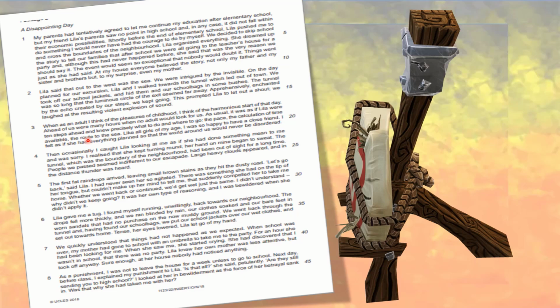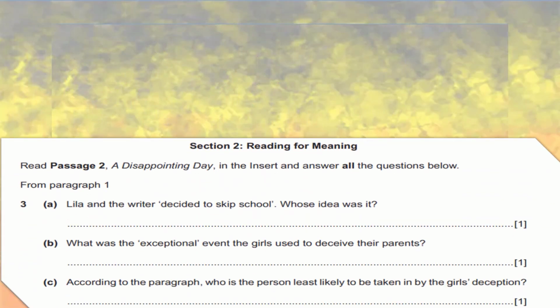Now, as a rule, we read the passage first and then come to the questions. But this time I would like you to attempt it another way, where we read the questions first and then go to the passage. So let's practice this today. Read the passage A Disappointing Day in the insert and answer all the questions below from paragraph number 1. So far we haven't read the passage, so we are looking at the questions with no idea of the passage in our mind.